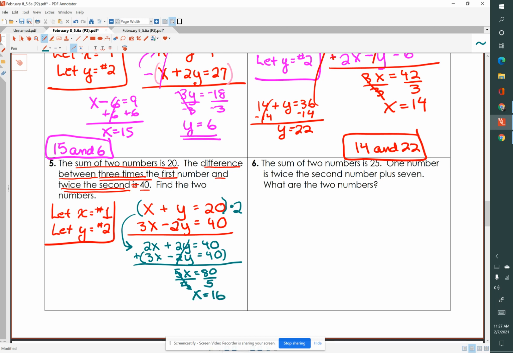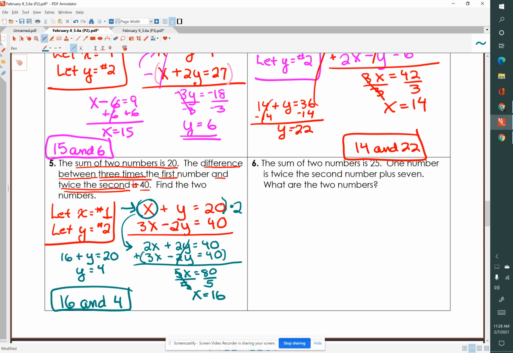Now I'm going to take 16 and substitute it in this first equation here for x. So 16 plus y equals 20, and it's really easy to see that y equals 4. So my two numbers are 16 and 4.